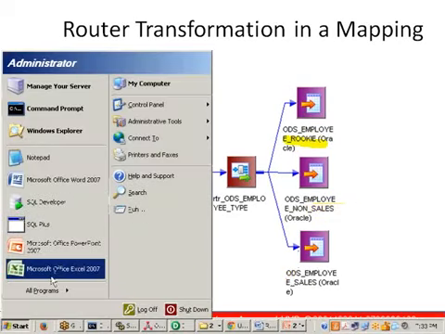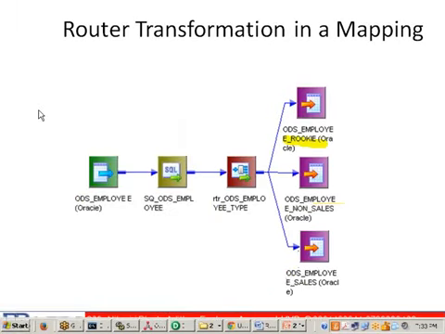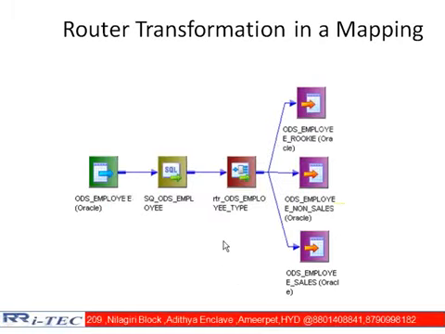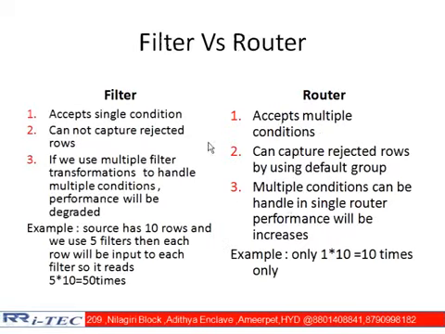If I go and see SQL Developer and my ODS_EMPLOYEE data, let it open. Meanwhile, I will discuss other things. Now, filter versus router. Filter accepts only a single condition, router accepts multiple conditions. Filter cannot capture rejected rows, router can capture rejected rows by using the default group.